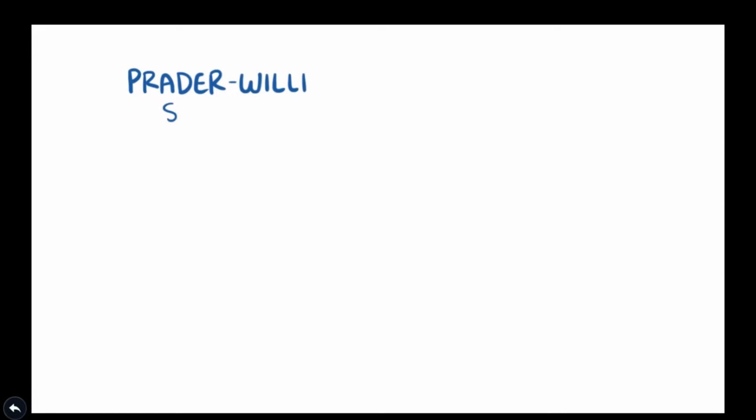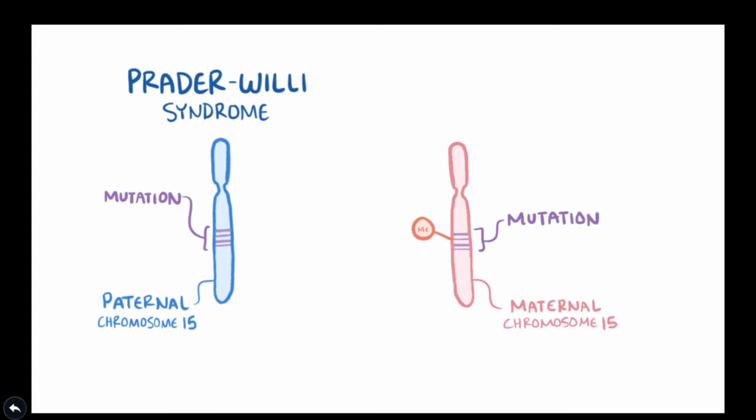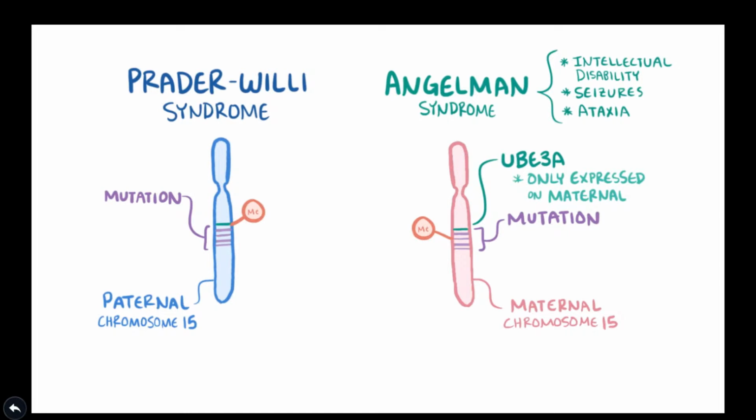Now, with Prader-Willi syndrome, there's a mutation in the Prader-Willi gene region on the paternal chromosome. One thing to be aware of, though, is that a mutation to the same region of genes on the maternal chromosome can affect a gene called UBE3A, which is only expressed on the maternal chromosome and imprinted on the paternal chromosome. If this happens, it causes Angelman syndrome, which results in severe intellectual disability, seizures, and ataxia.